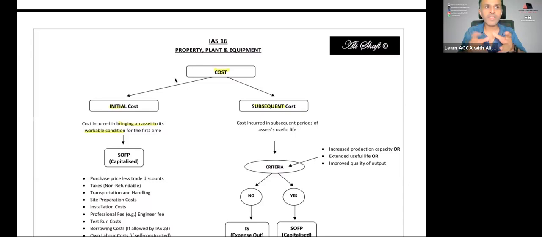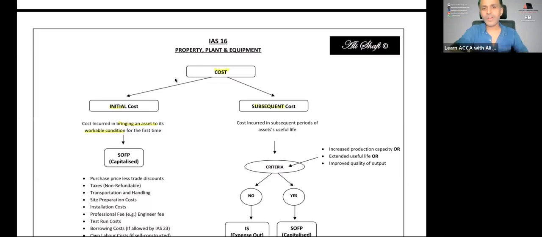Because straight after purchasing, you cannot use the asset. It's a big asset. It requires a lot of protocols to follow, taxes to pay, maybe legalities, some duties you have to pay if it has been purchased from abroad. So you might have to pay port taxes, customs duties to get a clearance. Shipping cost will be involved, installation cost, and then one day you will start using it. All of that cost incurred during that process is called initial cost, first incurred to make that asset workable.